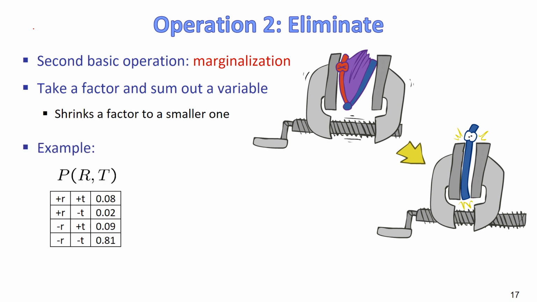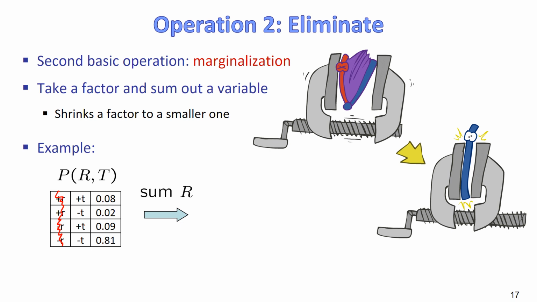How do we do that? Here's an example. Let's say that we have this factor P of R and T, and I want to eliminate R. So eliminate R means sum over R. And let me show you one very simple way to do that. We want to eliminate R, right? So let's eliminate R from the table. Are we done? Of course not.